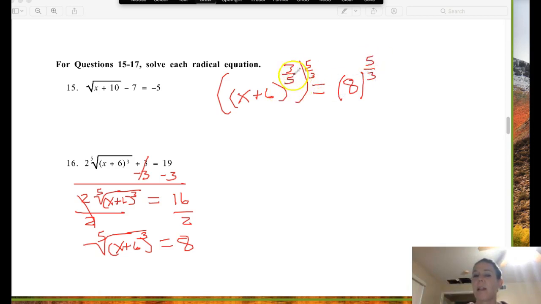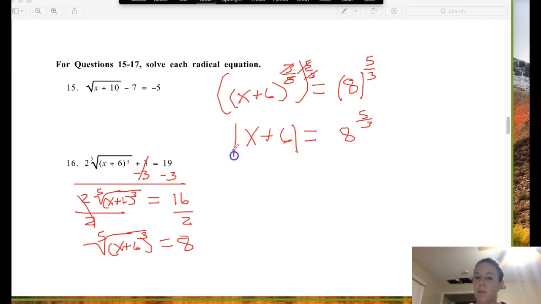And what I mean by that, if neither of these are even, it's odd, but let's take both to the 5/3 power. So these actually cancel and give you to the 1st power. So this would be x plus 6 equals 8 to the 5/3, which brings us back to that same point we were before.